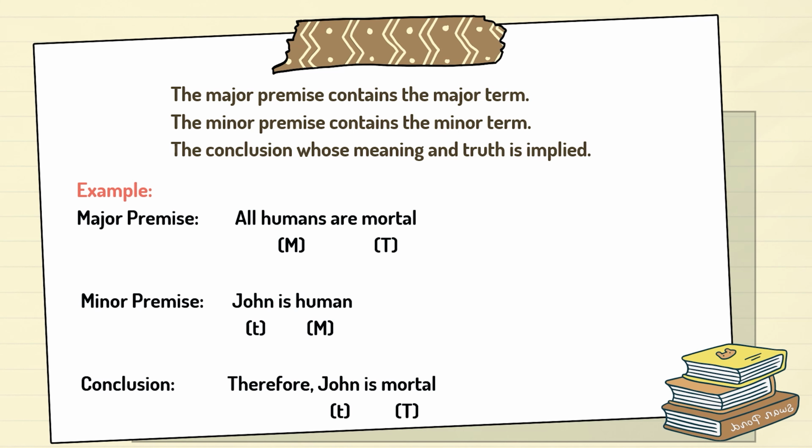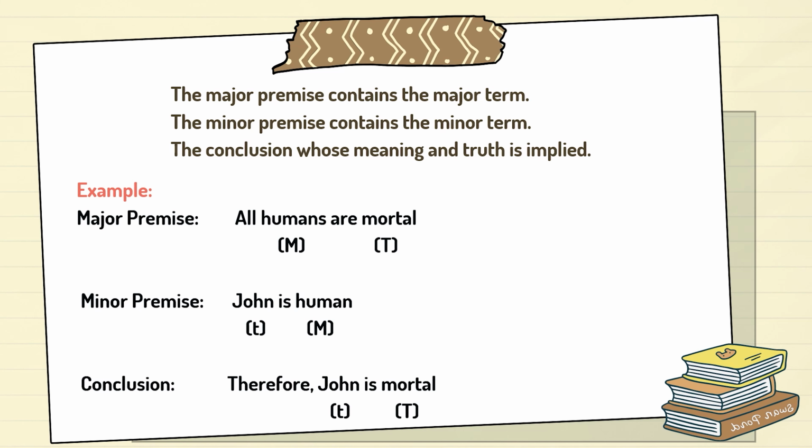The minor premise, John is human, is another component of a syllogism. In this example, the minor premise introduces specific information identifying John as an individual who belongs to the category of humans. The example of the conclusion, therefore John is mortal, is the logical truth that follows from the combination of the major premise and the minor premise in a syllogism, which is a form of deductive reasoning.